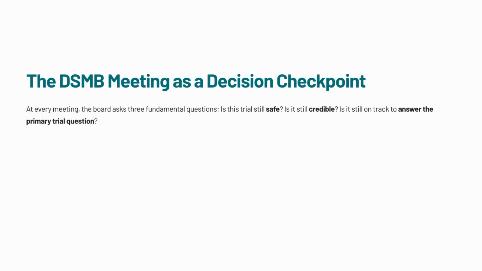A DSMB meeting is not just another study update. It is a formal decision checkpoint. It is asking three practical questions. Is the trial still safe? Is it still credible? And is it still on track to answer the question it was designed to address?